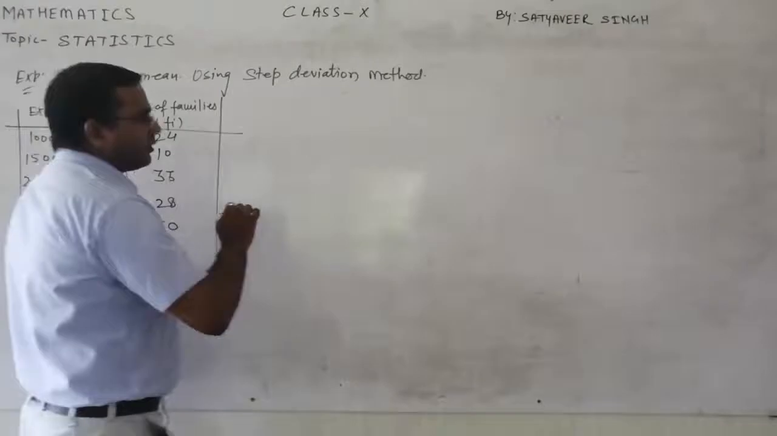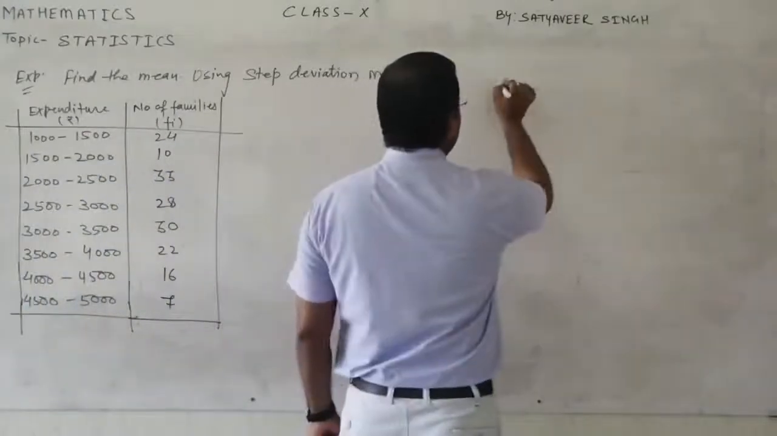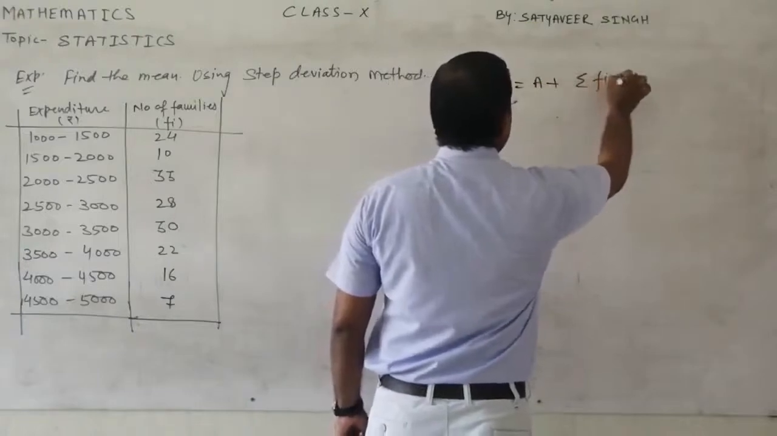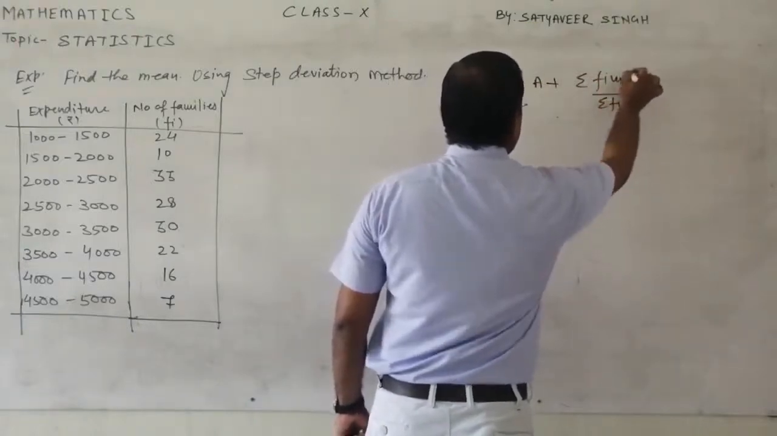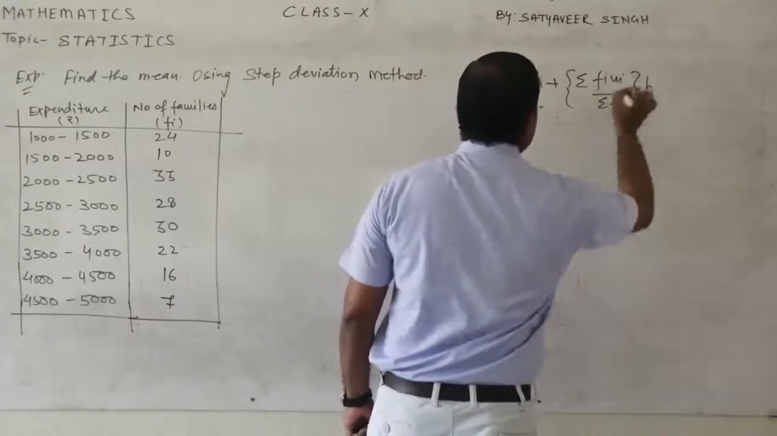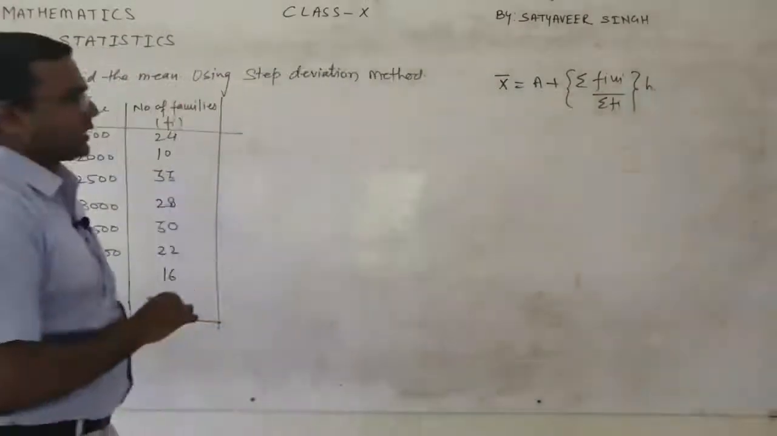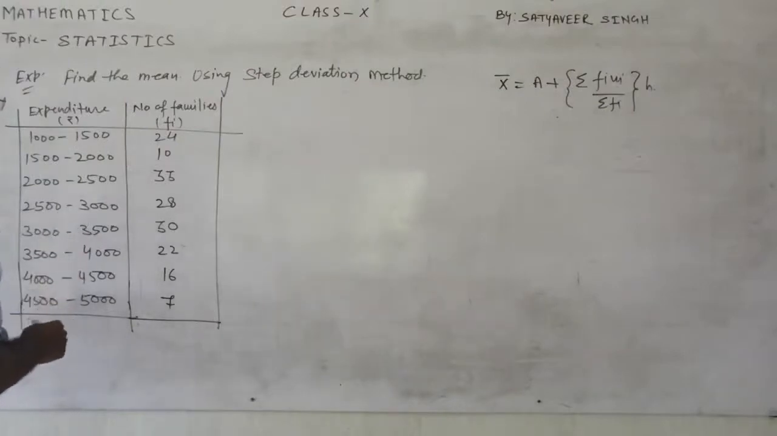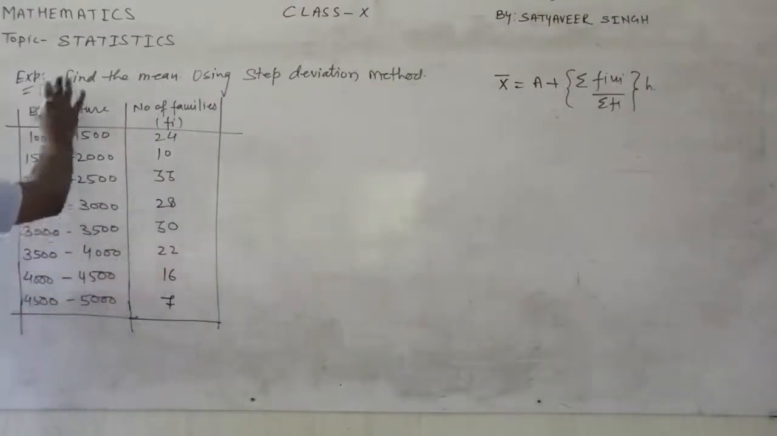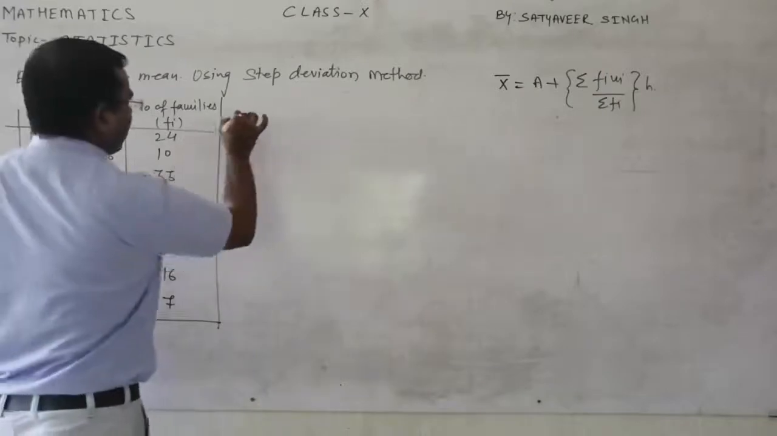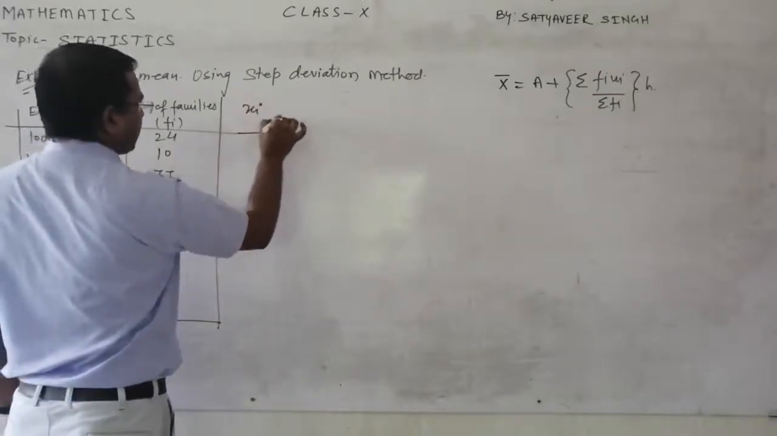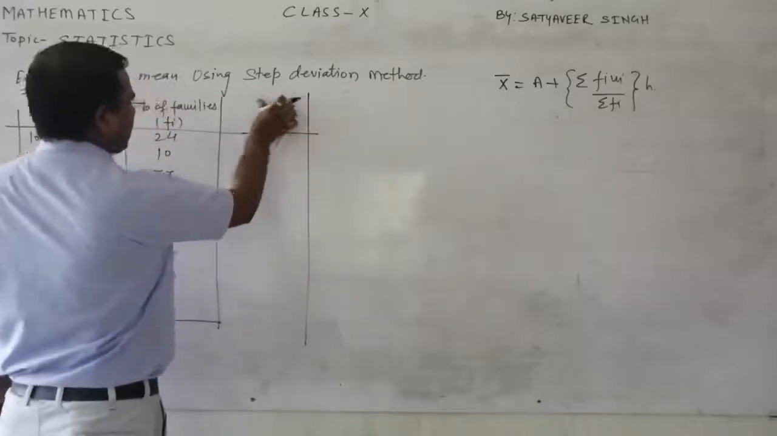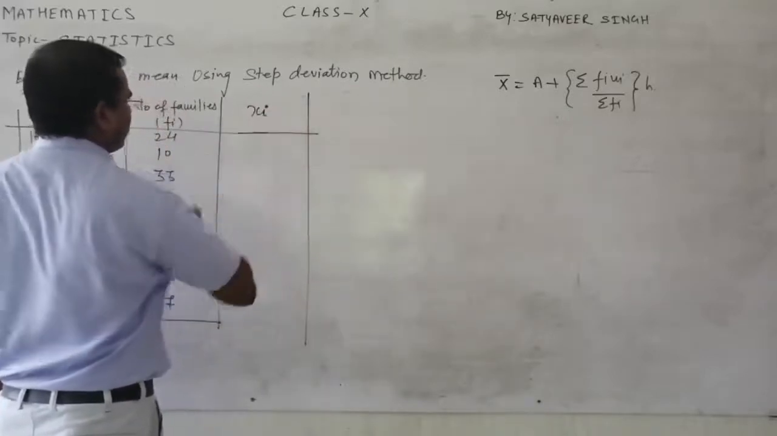So we will use this formula: mean = A + (summation Fi ui / summation Fi) into H. I had already explained what H, ui and A mean. Here the frequency is given. From this table, for each interval, we will calculate the class mark, which is called Xi. Let us see how we calculate Xi.